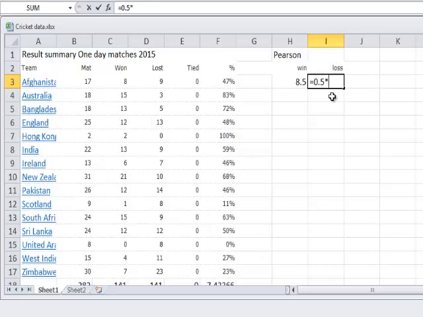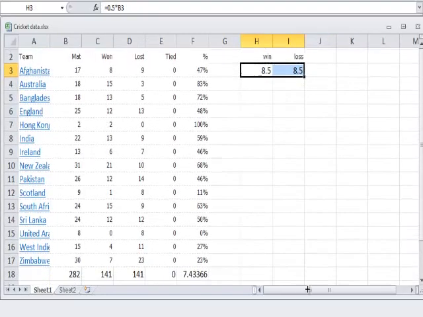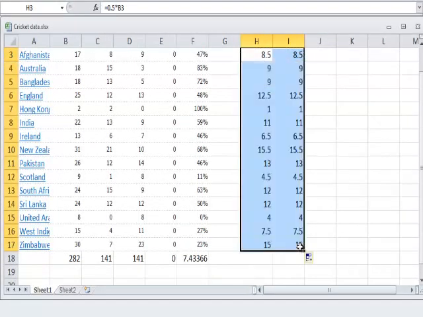No, there are no ties. I have taken them out. I didn't see any ties in this table. Okay, so under the null hypothesis, Afghanistan would have won and lost 8.5 matches. And these are the expected.